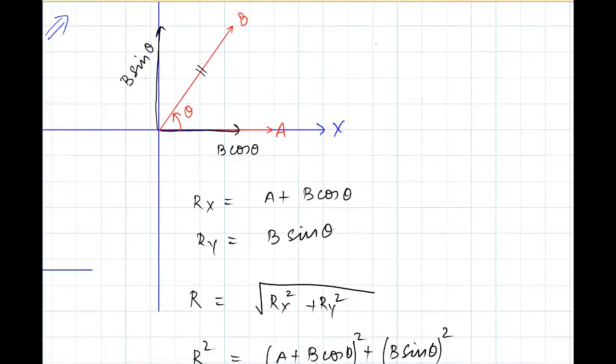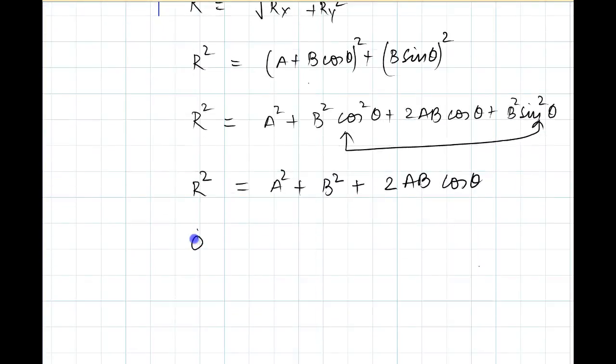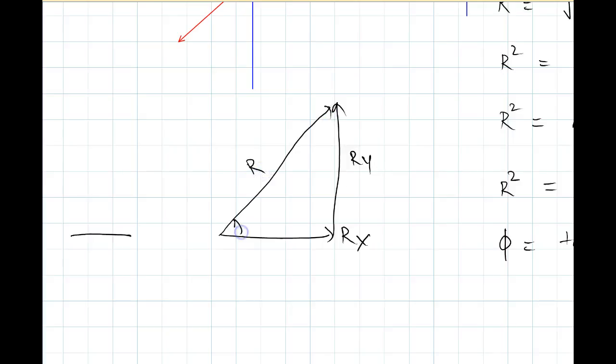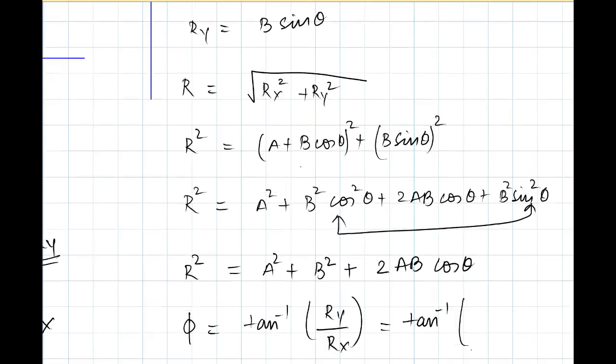And what will be the angle which the resultant makes with the x-axis? The angle which the resultant makes with the x-axis, let's call it phi, will be equal to tan inverse of Ry upon Rx. And why do I say that? See, this is your Rx, this is your Ry, and this is your R. So for the angle phi with the x-axis, tan phi will be equal to Ry upon Rx. So tan inverse of B sin theta upon A plus B cos theta.